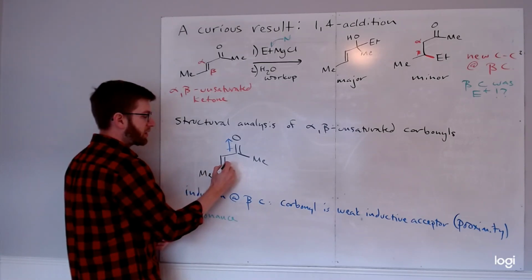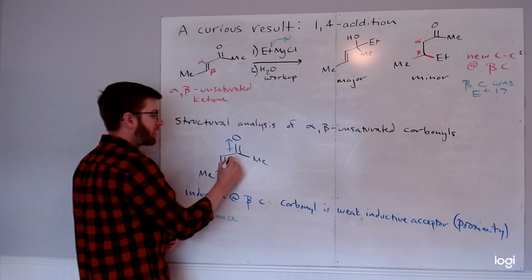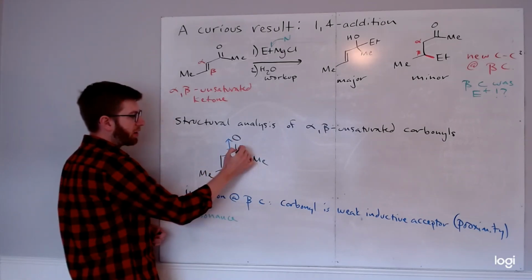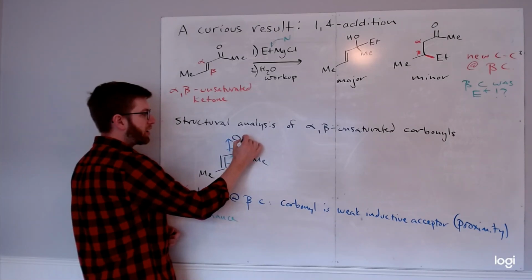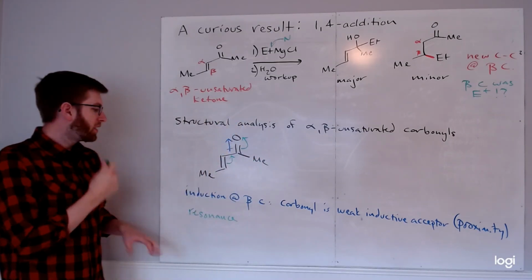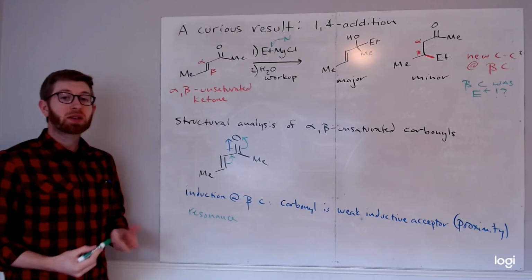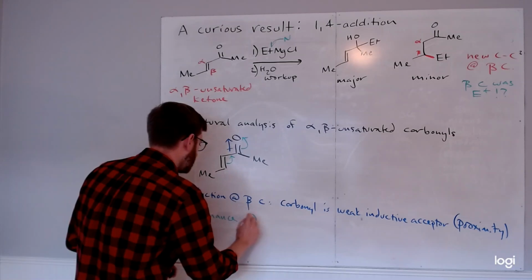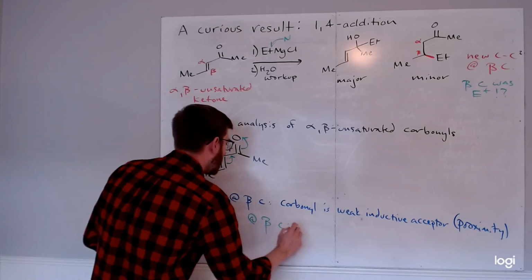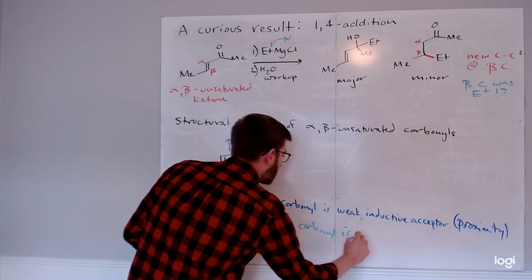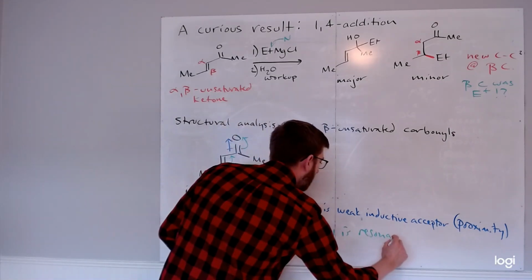I can take this CC double bond and move it toward the carbonyl, and by doing that, break the CO pi bond and place a lone pair on the oxygen. So another way of saying that is that my carbonyl is a resonance acceptor of electron density. So resonance at beta carbon, carbonyl is a resonance acceptor.